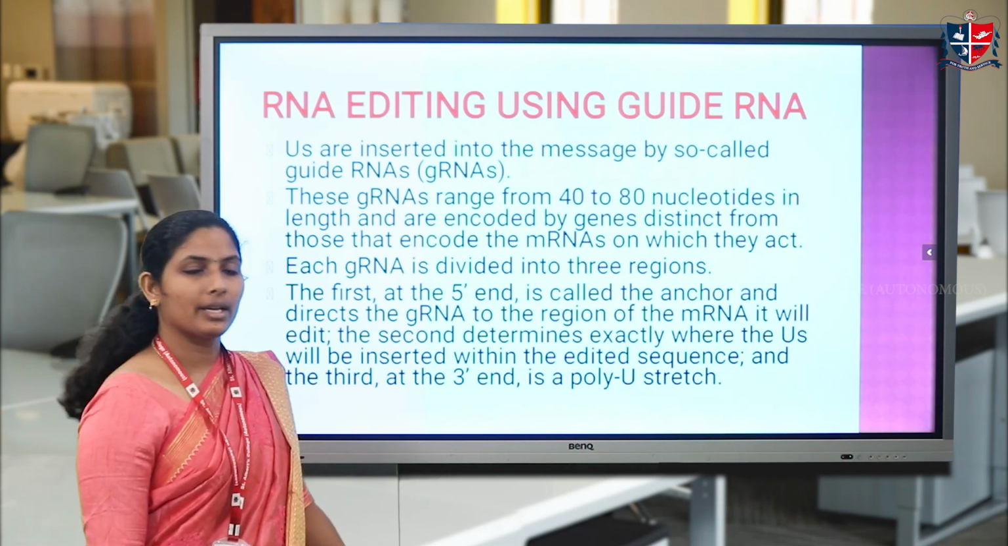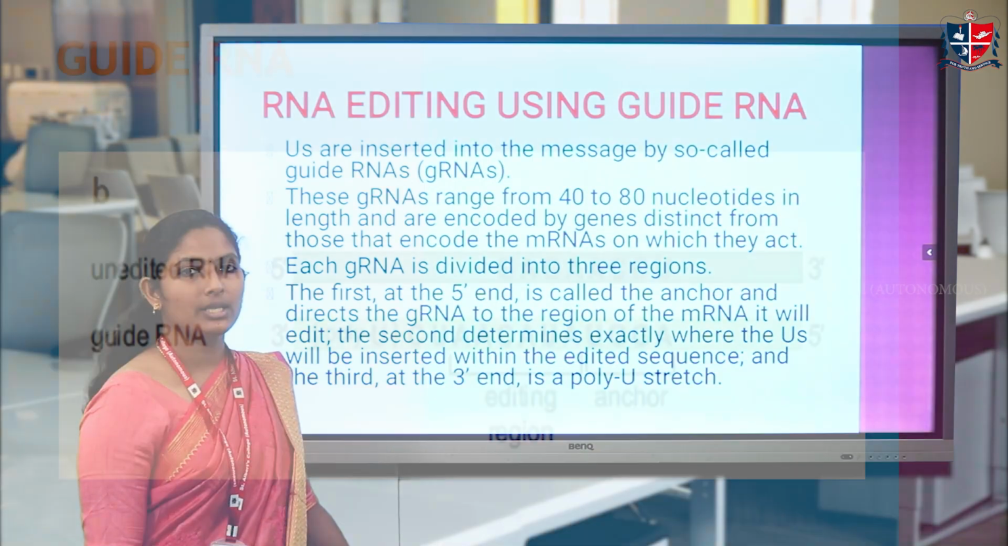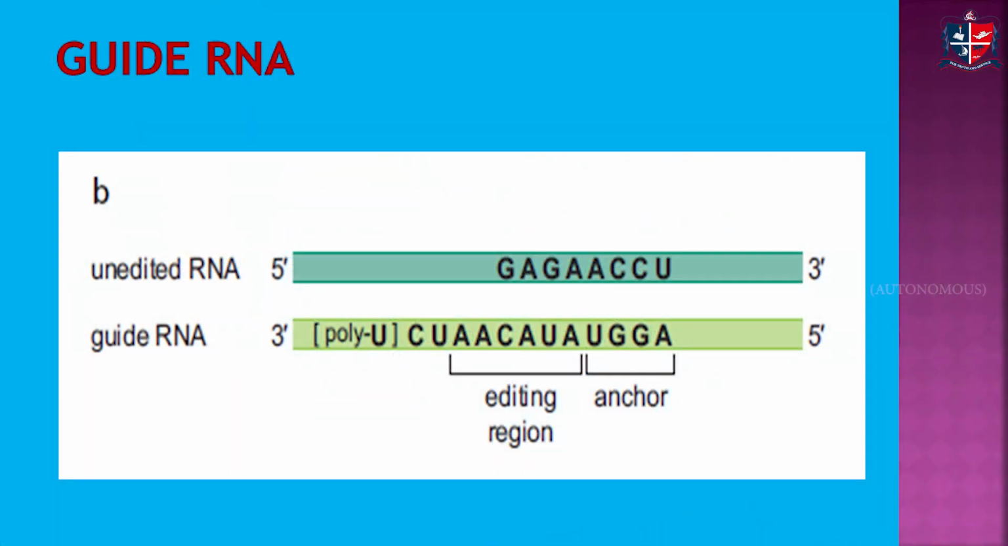And this guide RNA, which is 40 to 80 nucleotides long, consists of 3 regions divided as anchor region, editing region, and polyuridine rich region. This anchor region is somewhat near the 5' end and consists of certain sequences that help to direct this guide RNA to the unedited RNA.